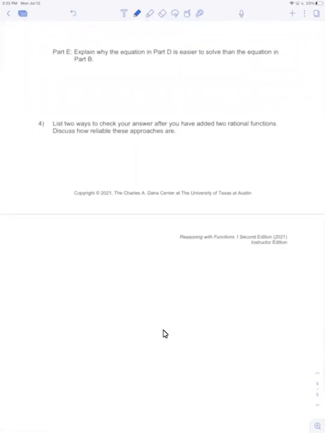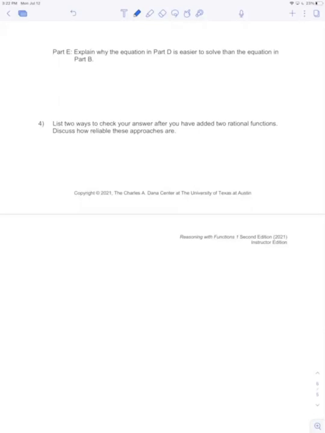And part 4 says, list 2 ways to check your answer after you have added 2 rational functions. Okay. One way would be to evaluate the original functions at certain inputs, say 0 or 1, and then add the results. Then compare that to the output that results when you evaluate the sum at those points. Now, this is a good quick check, but it's not foolproof. It's possible that you can make a mistake and that evaluating these inputs won't pick up the mistake.